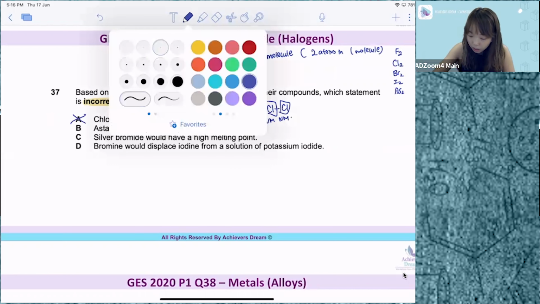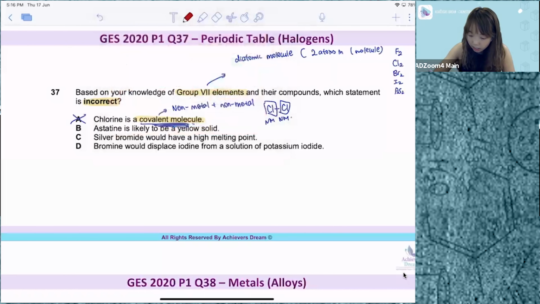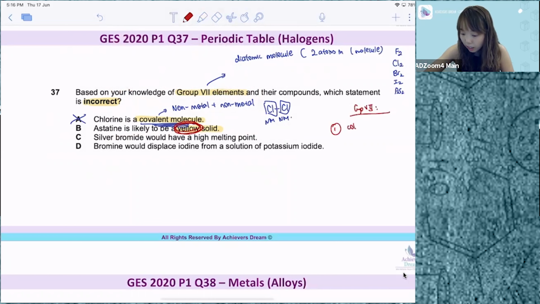Now for option B, astatine is likely to be a yellow solid. What's wrong with this statement is the color. For group 7 elements, one of the physical properties is that the color intensity increases down the group.